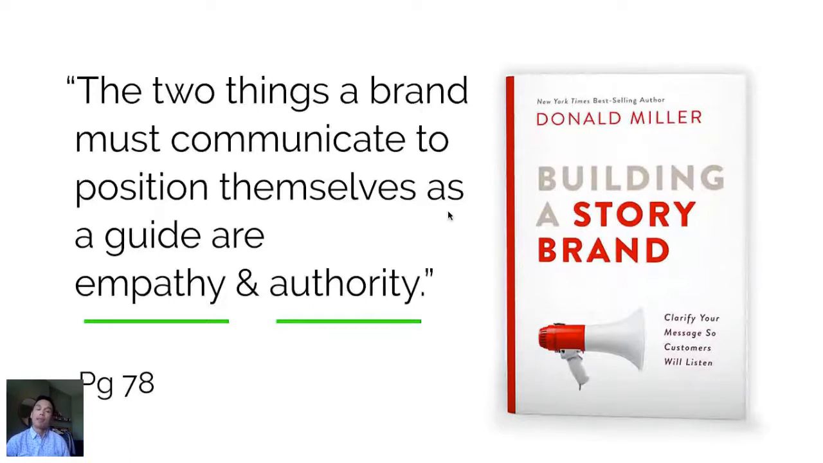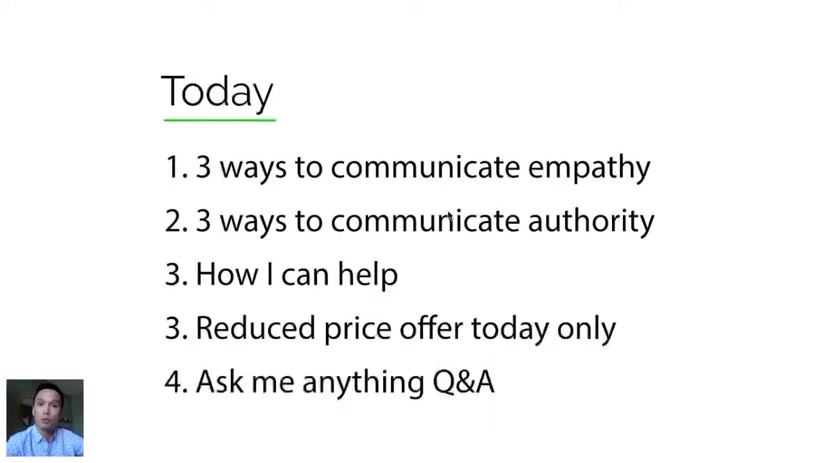So today, what are we going to talk about? We're going to talk about 3 specific actionable ways to communicate empathy on your website. We're going to talk about 3 specific actionable ways to communicate authority on your website. And then we're going to talk about how I can help you, and I'm going to offer a reduced price offer today only. And then we're going to end with an Ask Me Anything Q&A session, in which you'll be able to ask me about your own website, or ask about websites in general. That's a very free flow format that we're going to do.